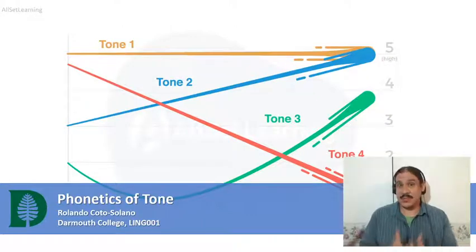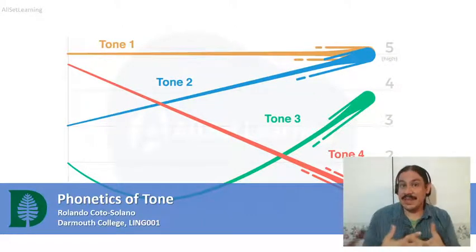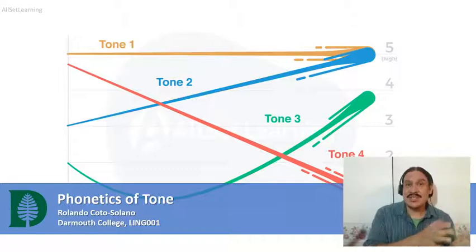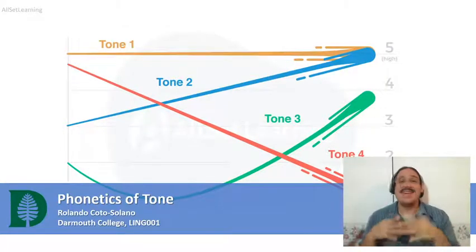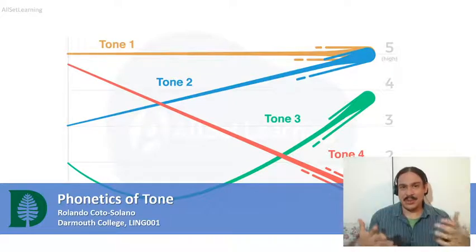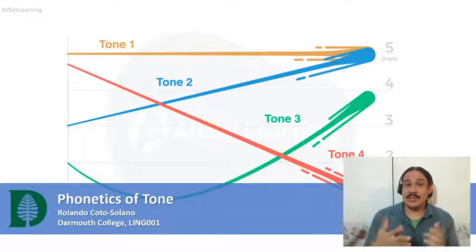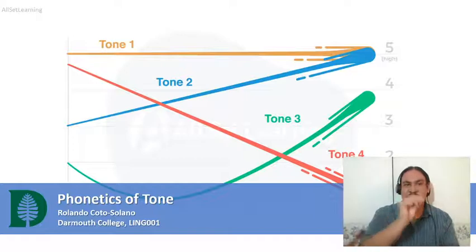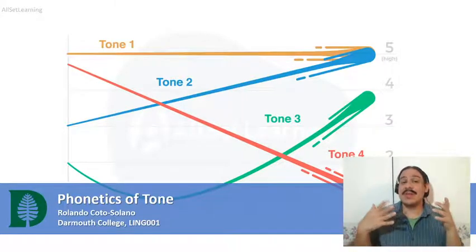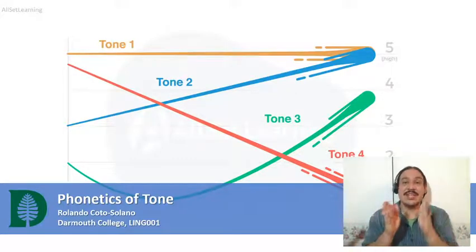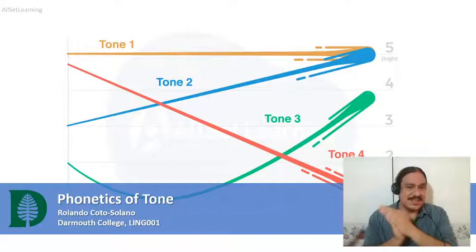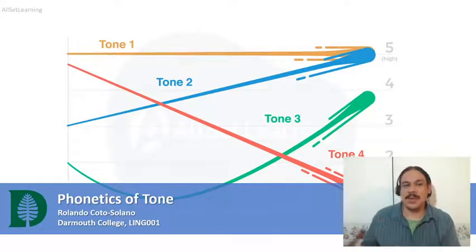In the course of this week, we have been studying the phonetics of human languages. We studied consonants, vowels, stress, prosody, and now we're going to study tone. When we looked at prosody, we looked at pitch and how pitch can change how you interpret a sentence. However, there are languages that go further than that, and they use pitch to indicate changes in the meanings of words. This is called tone.